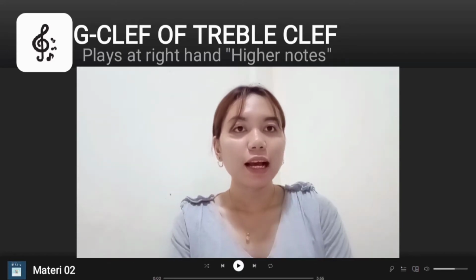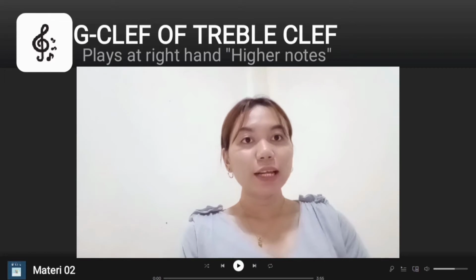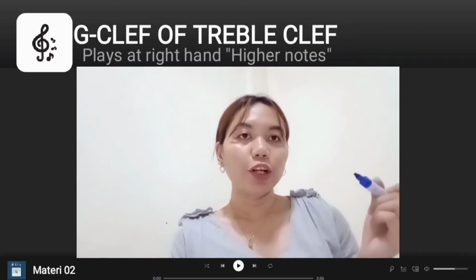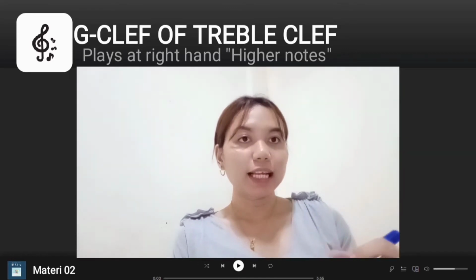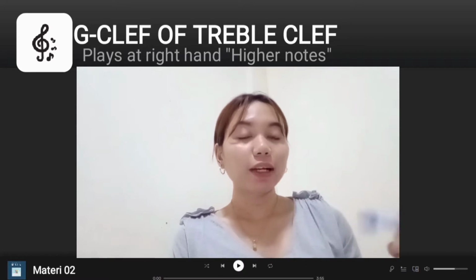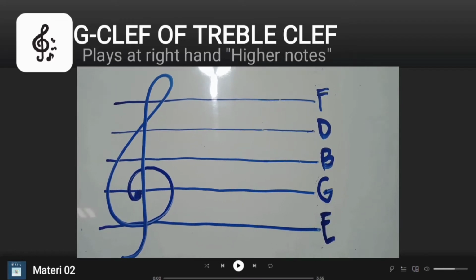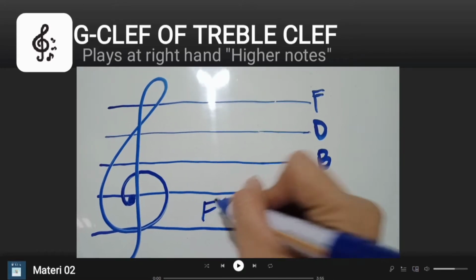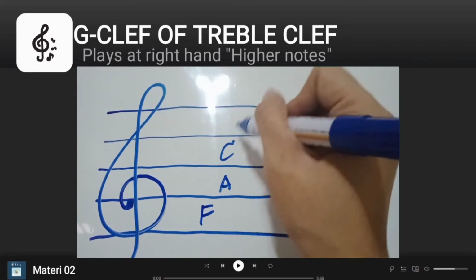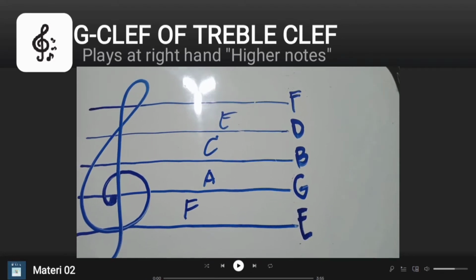Okay, ngayon, malalaman natin kung bakit sila tinawag na F clef, bakit sila tinawag na G clef. So sabi natin kanina, yung stave or yung staff is composed of 5 lines and 4 spaces. So yung mga 5 lines and 4 spaces na yun, magkakaroon na sila ng names. Okay, so sa G clef, ayan, nakalagay na yung G clef sa staff natin. So meron ng names each lines and spaces.